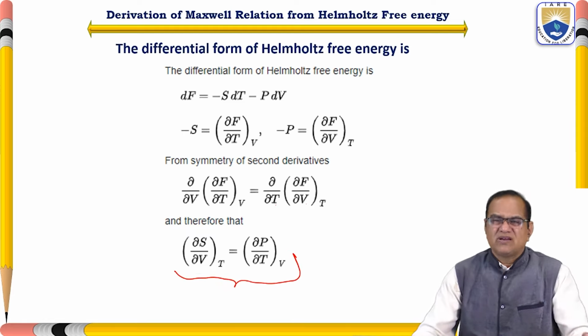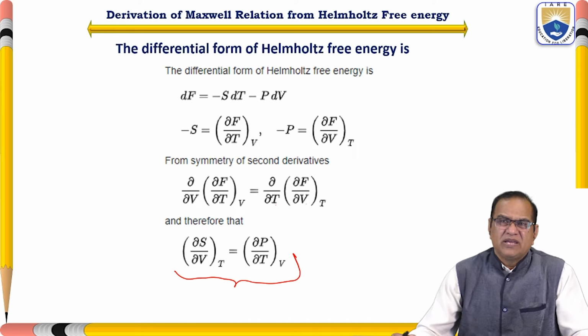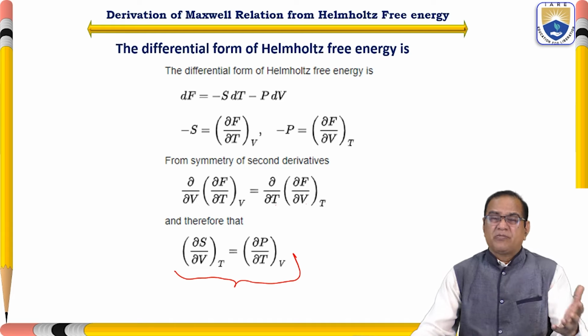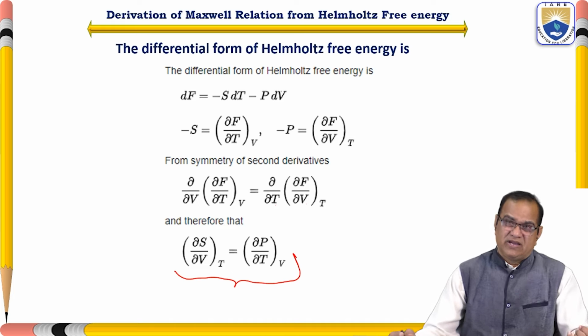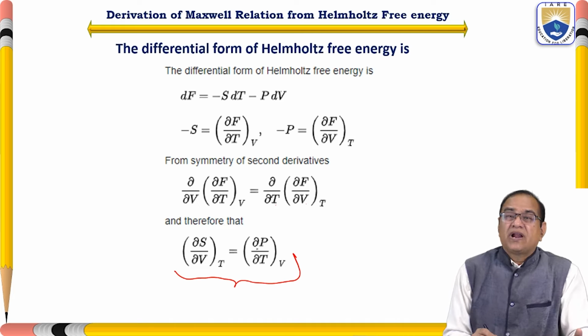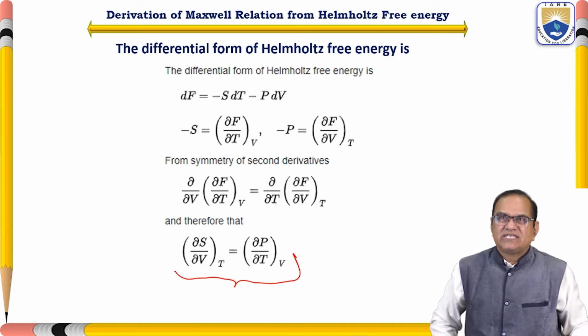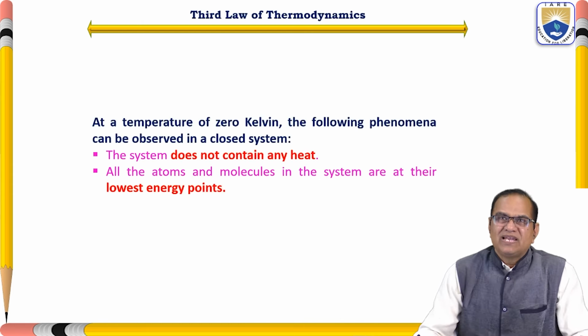I have quoted just one example here, and in this way we can find the relations which are very useful for thermodynamic conversion, from one property to another. Like here, the entropy and the volume can be transformed to pressure and temperature. With this type of relation, we can find the Maxwell relations from the Helmholtz free energy equations.